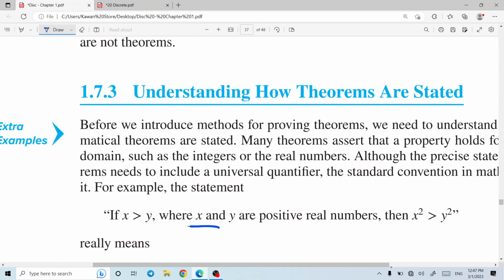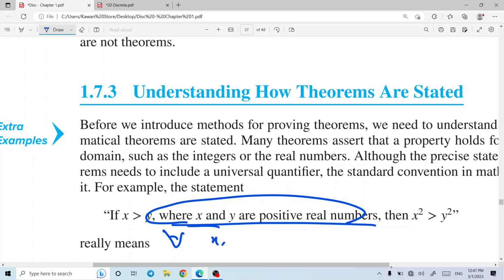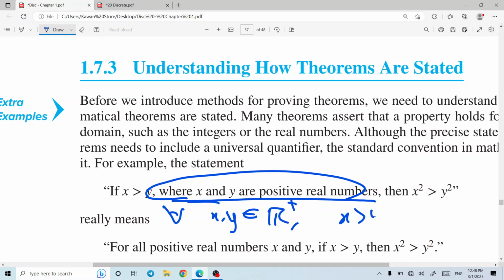We say, where x and y are positive real numbers. So it means that for all x and y, both are positive real numbers. Okay, that's a given. That was a quantifier, now we have a condition: if x is greater than y, then x squared is greater than y squared. You got it, dear? So we have a condition here.